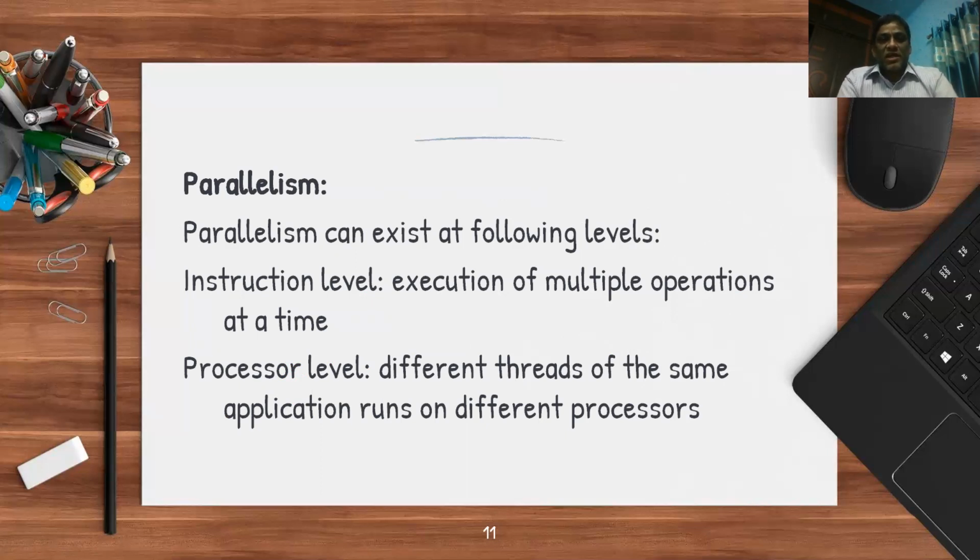Basic computers implement this parallelism at instruction level only, which means executing multiple operations at a time with the help of a single processor. That is generally called multitasking in our single processor computers. And at the processor level, when your computer contains more than one processor, different threads of the same application run on different processors. So this parallelism can be achieved at two levels: instruction level and processor level. Instruction level is executing multiple operations at a time, but generally it is done with the help of time sharing machines. And the processor level uses different processors to execute the same application with the help of several threads.